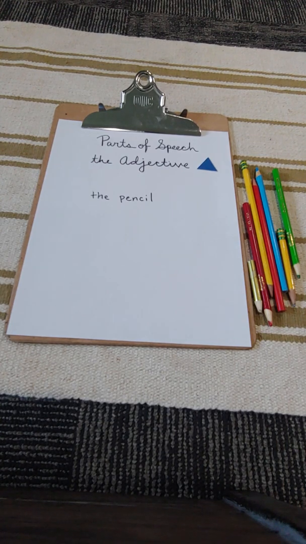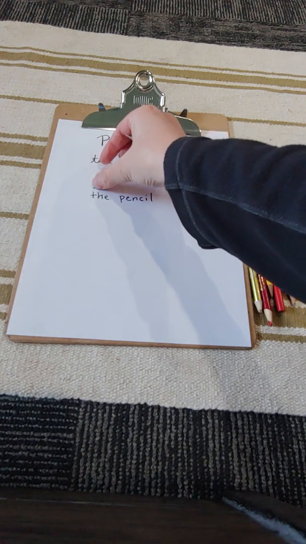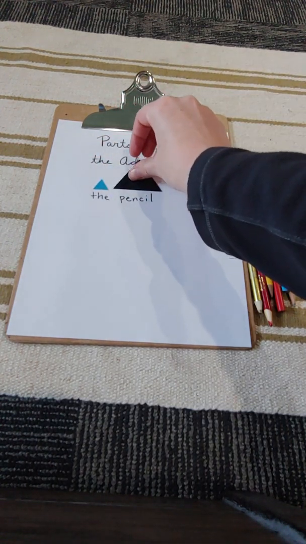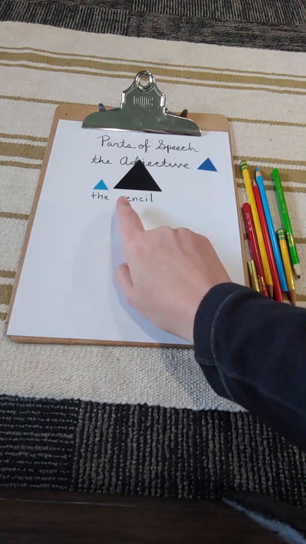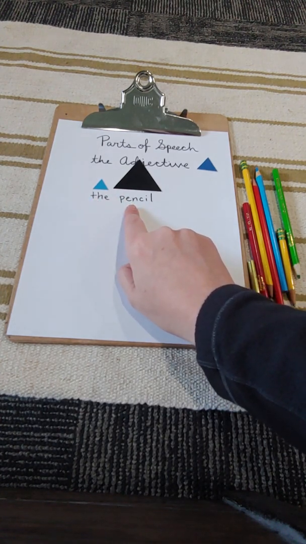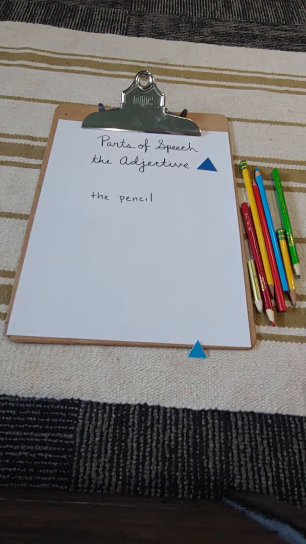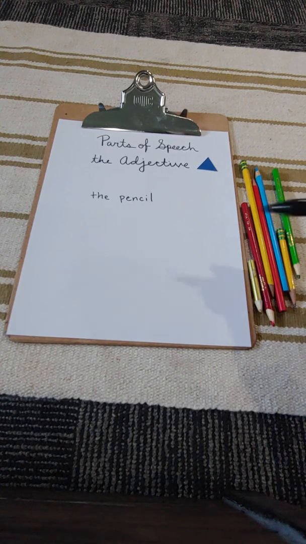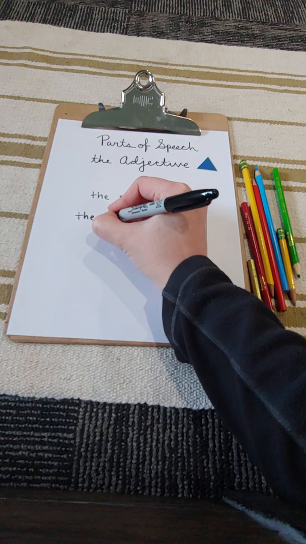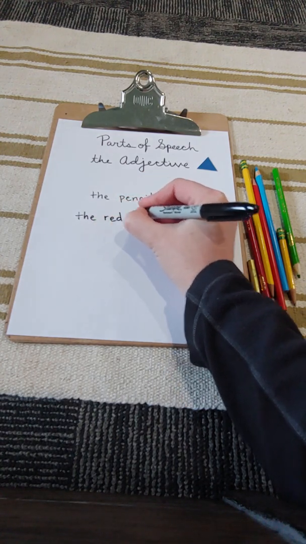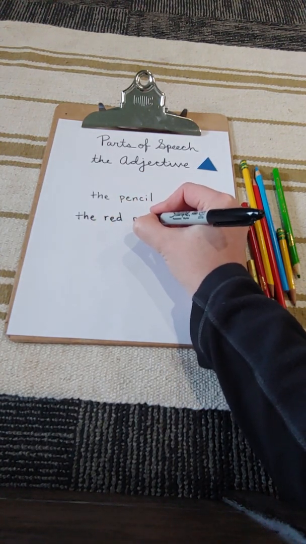And the reason it doesn't tell me that information is because this little phrase that I have right now has only an article and a noun. The is the article, pencil is the noun. The way that I turn this into something that tells me exactly which of these pencils I want is I add in an adjective. So let's do that. Let's try the red pencil.